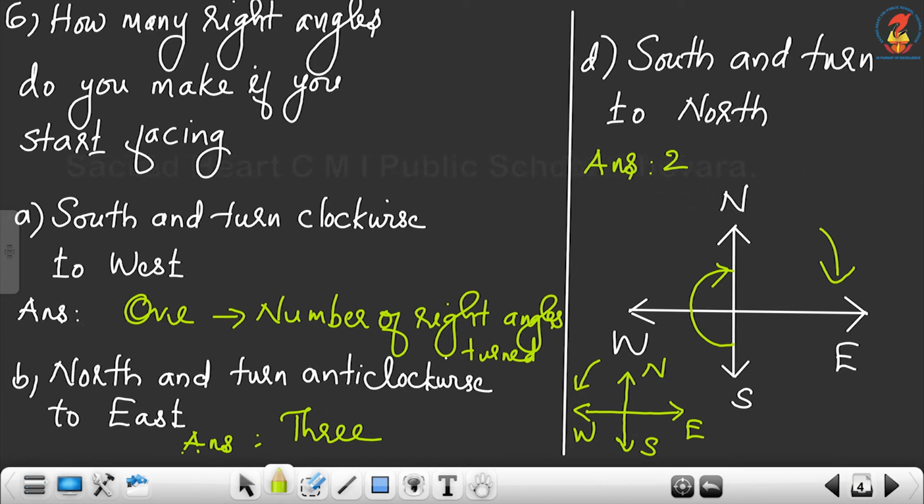Now you start facing south and move in the anti-clockwise direction. So anti-clockwise direction means you have to move in this direction. So in this case also, how many right angles did you turn? 2 right angles, because here you can see a straight angle, and therefore the number of right angles turned is equal to 2. So whether you move in the clockwise or anti-clockwise direction, the number of right angles turned is equal to 2.